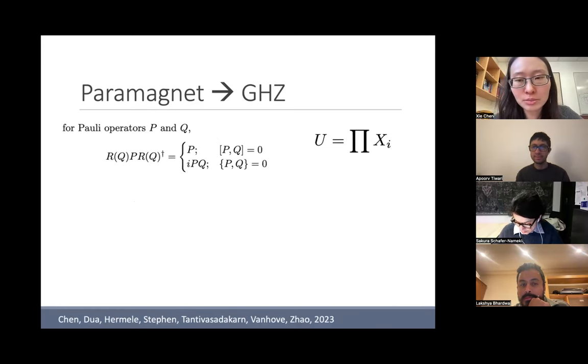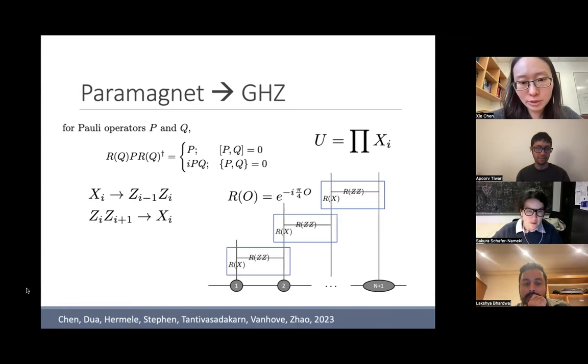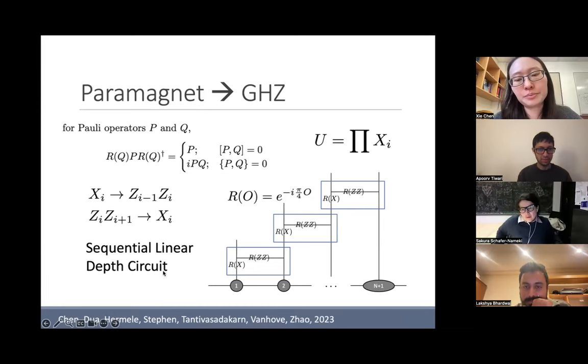Okay, so here's a little bit more detail about why the circuit works, and you can check that in the bulk of the system the mapping works well, although on the boundary something messes up. And this is what we call a sequential linear depth circuit.